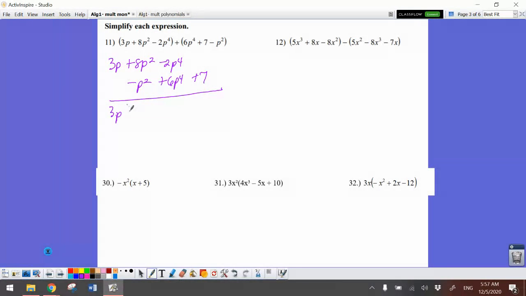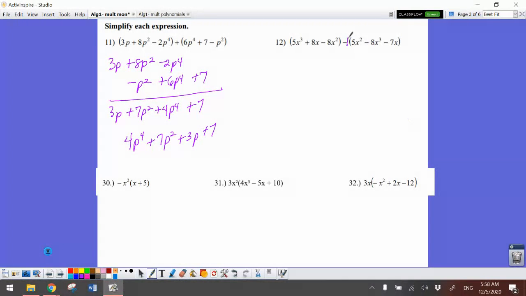So 3p, that drops. 8 minus 1 is 7. A negative 2 and a positive 6, that's a positive 4. And of course, my 7 drops. So the one that gets to go first is the 4p to the power of 4. And then the next one would be the 7p squared plus 3p plus 7. So hopefully you came up with 4p to the fourth power plus 7p squared plus 3p plus 7.